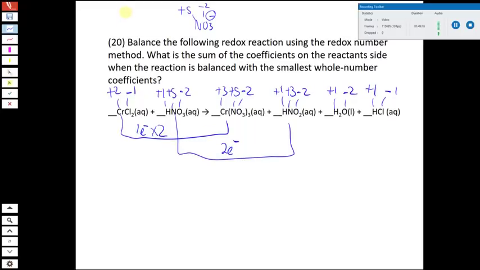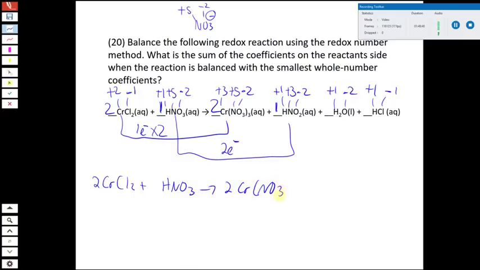All right, so then this one we would put a 2 there, so we would get a 2 in front of the 2 chromium species to make sure we do the same thing on both sides. These ones are going to stay at 1 because they're already 2 electrons. So then when we write this out, we see that we have 2CrCl2 plus HNO3 goes to 2 chromium nitrates.